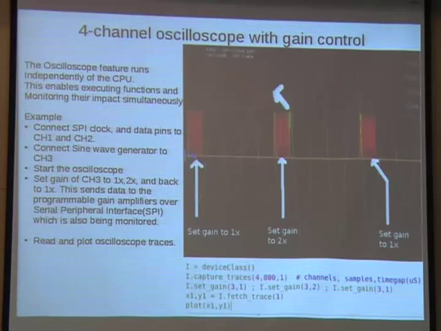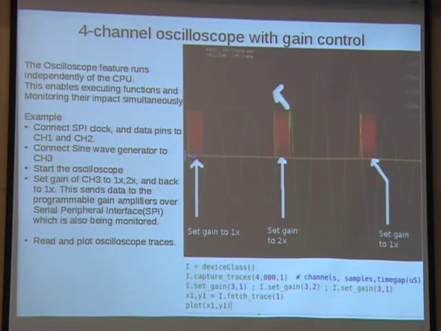Okay. So one main feature is that it has a four-channel oscilloscope, which can run at 1 megasamples per second. So what is an oscilloscope? It's basically a high-speed voltmeter. So every second, it can take millions of readings of voltages. And when you plot these as a function of time, you have an idea of how your voltage fluctuates as a function of time.